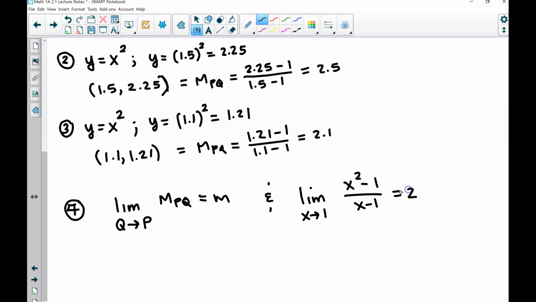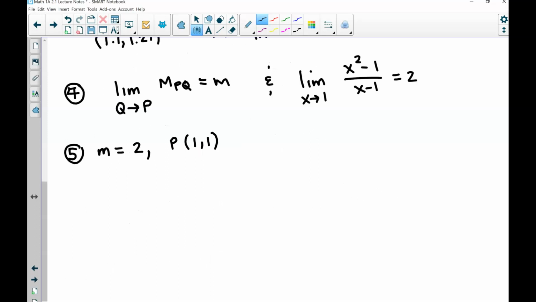Now, assuming that the slope of the tangent line is indeed 2, we use the point slope form of the equation of a line to write the equation of the tangent line. In order to find it, we're assuming the slope equals 2, and what was given in the problem was the point (1, 1). So let's go ahead and do that.